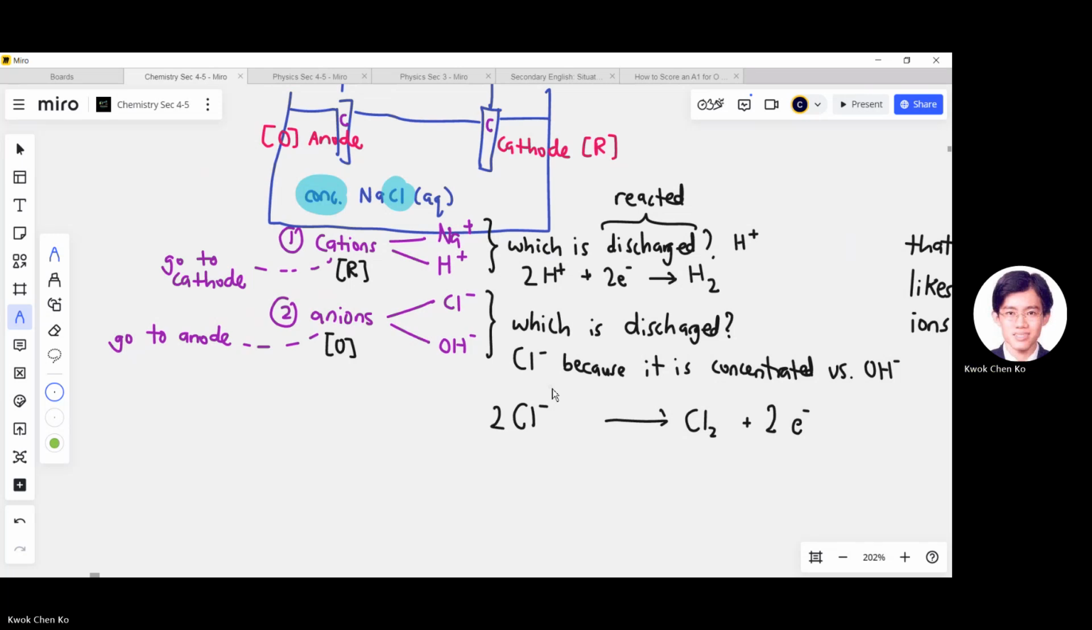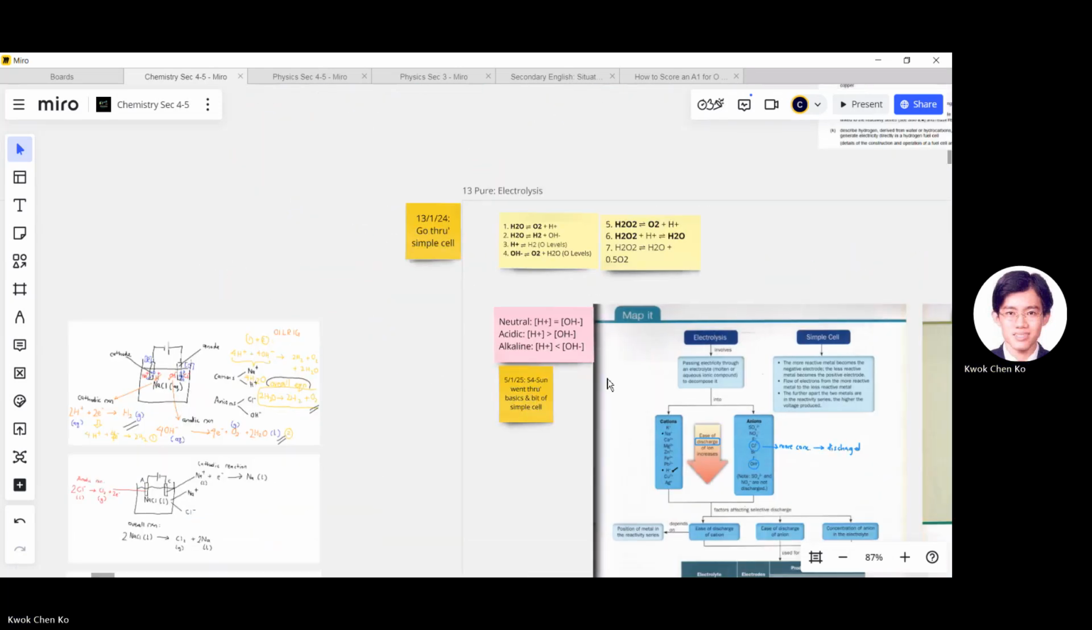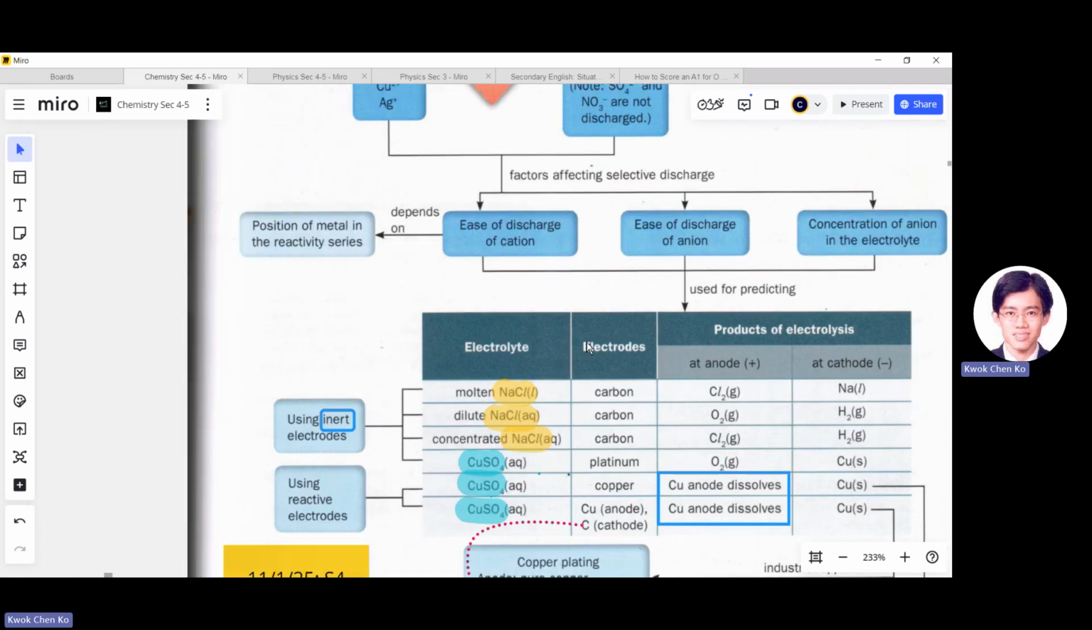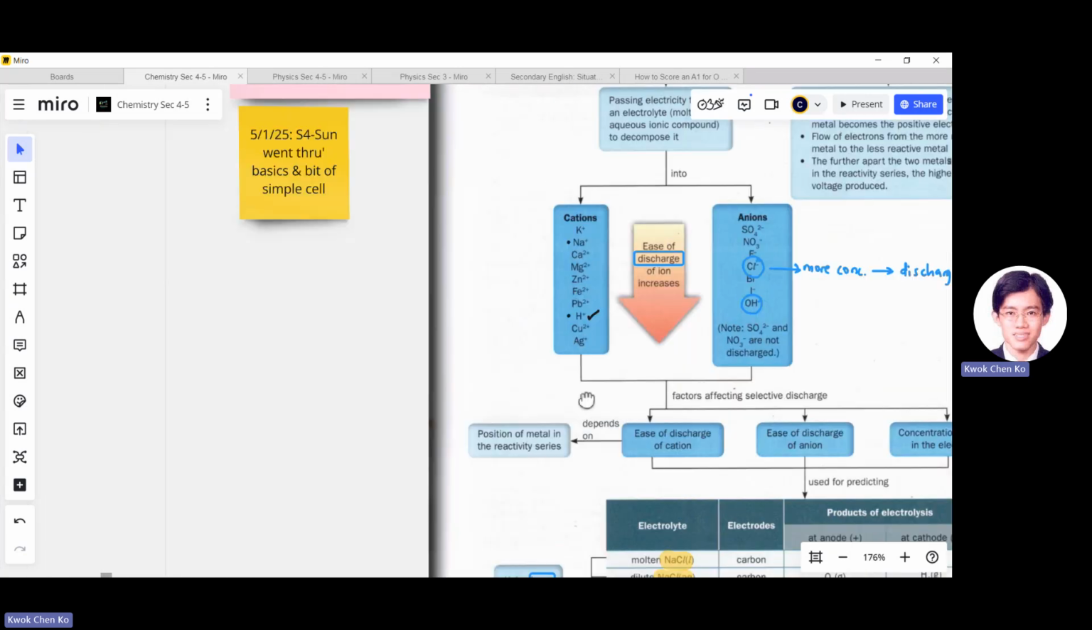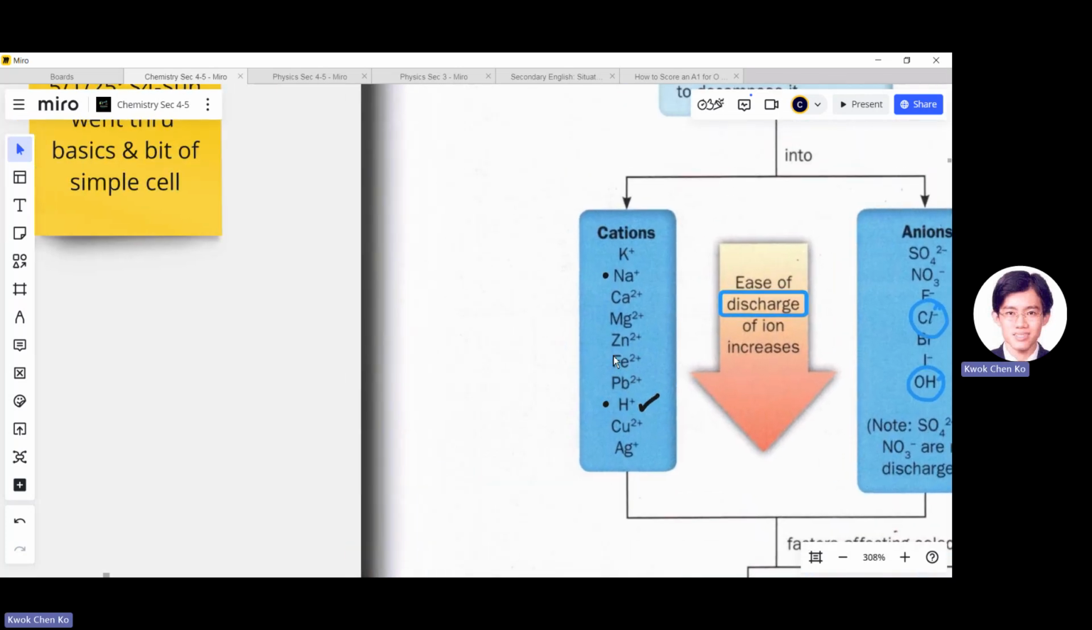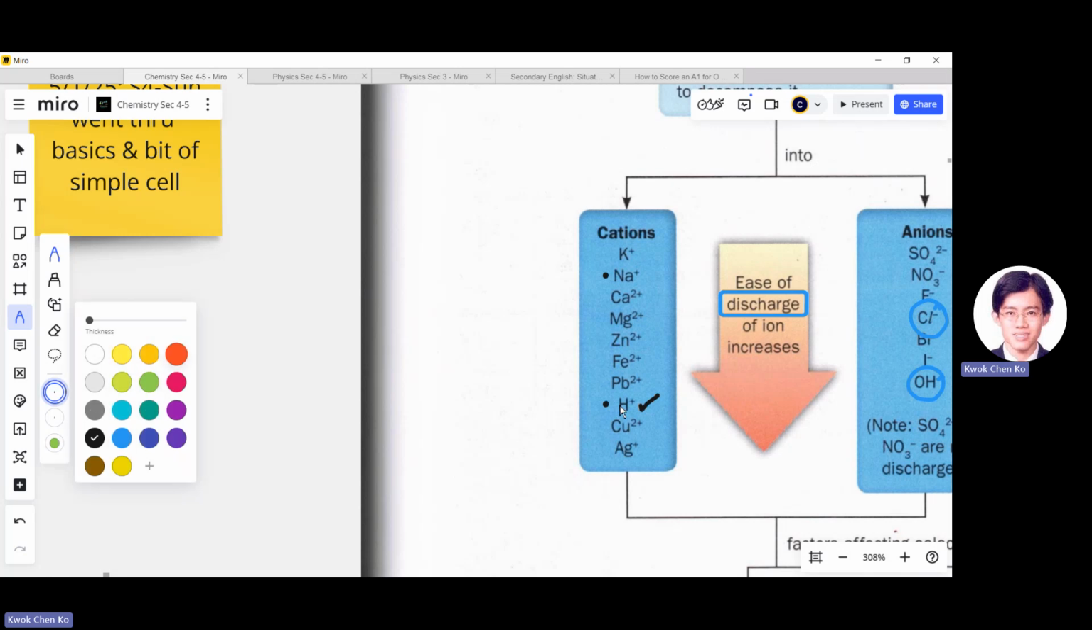Okay. So that is scenario number 3. Questions, anyone? Dylan, okay. Didn't Na plus get discharged? Yes, very, very good question. That is the difficult part. Now, I go back to this list again. Na plus and H plus. Well, let's be a bit clearer. I write it down. Na plus is concentrated, right? Didn't I say that? Yeah.